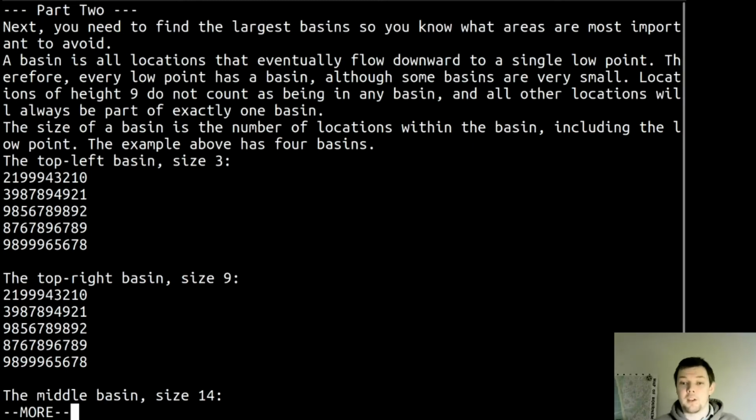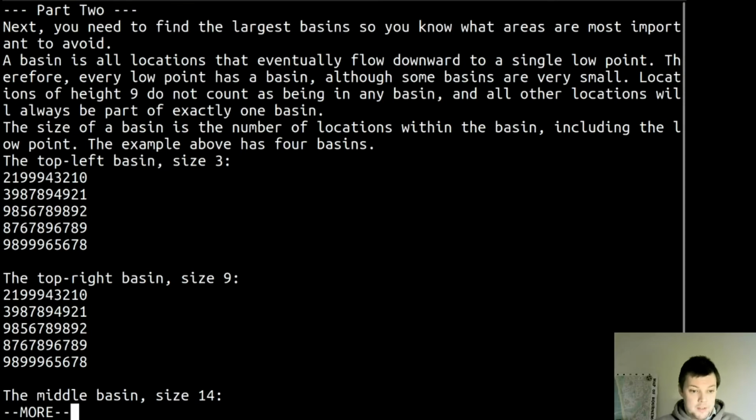Anyway, getting ahead of myself, this is supposed to be read the problem statement in full. A basin is all locations that eventually flow downward to a single low point. Therefore, every low point has a basin, although some basins are very small. Locations of height 9 do not count as being in any basin, and all other locations will always be part of exactly one basin. The size of a basin is the number of locations within the basin, including the low point. The example above has 4 basins.